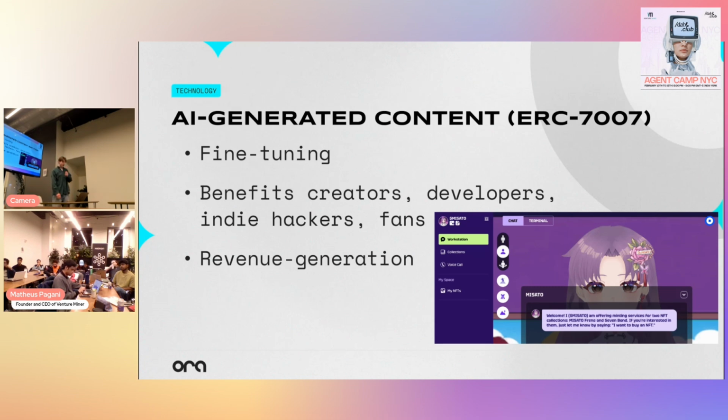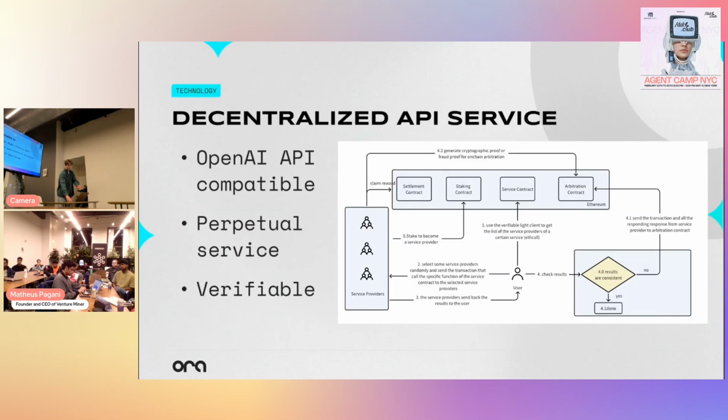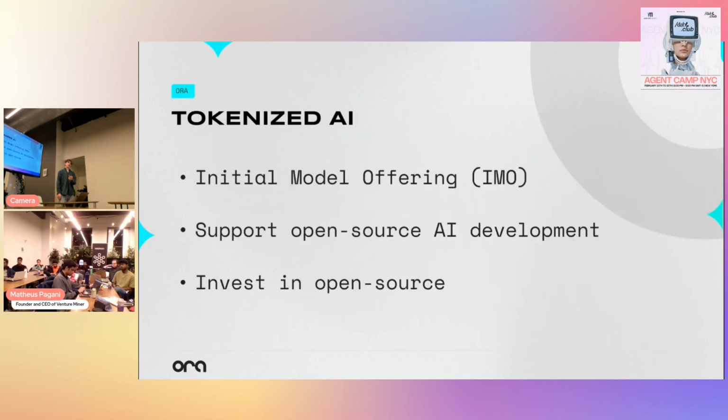With tokenized AI, I would say that's like a digital twin. We call it the initial model offering. You can create a token, basically an ERC20, and you have ERC 7007, so you have proof that the model exists on chain, and that is tied to the token. So I would say that is more of a digital twin. Please stop me with any questions.